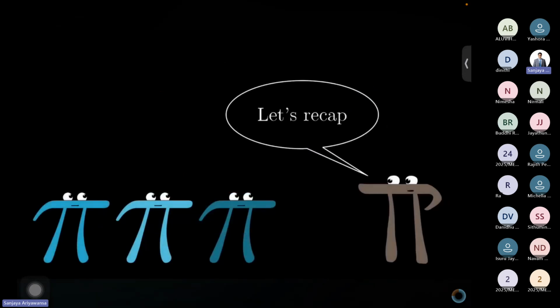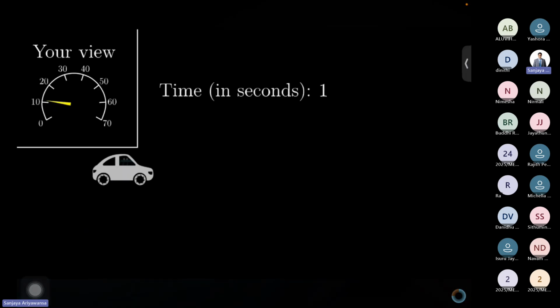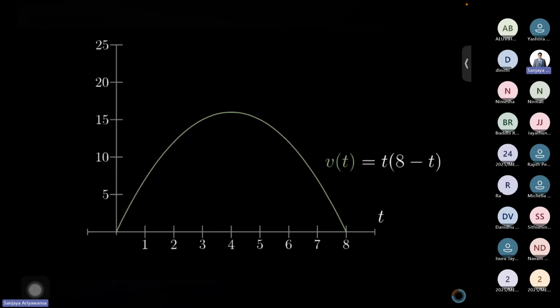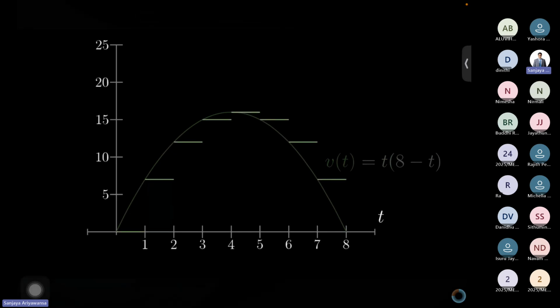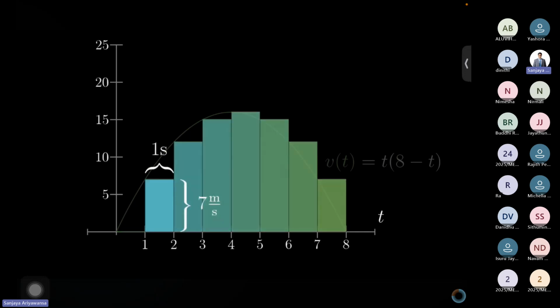This idea is deep, and there's a lot packed into this whole concept. So let's just recap everything that just happened, shall we? We wanted to figure out how far a car goes just by looking at the speedometer. And what makes that hard is that velocity is always changing. If you approximate velocity to be constant on multiple different intervals, you could figure out how far the car goes on each interval just with multiplication, and then add all of those up.